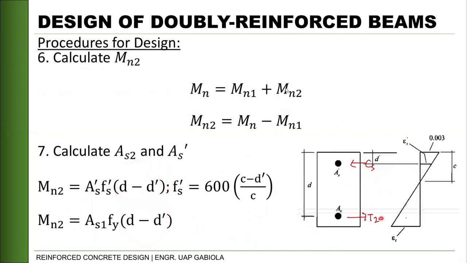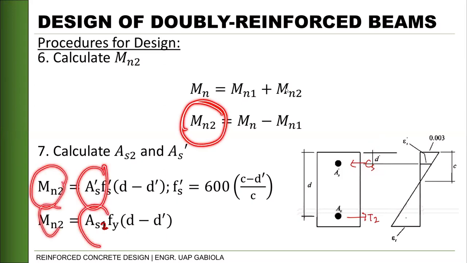And then alam natin to na As, this is As2, no? Sorry, this is a typo. As2. This should be As2. Okay? As2 Fy. Okay? Then, pag to minoment natin papunta doon, makukuha natin yung Mn2. Or, mula dito, i-moment natin siya pababa dito, makukuha natin yung Mn2 din. So, basically, kapag meron tayo ng value ng Mn2, makukuha na natin yung value ng As prime tsaka ng As2.